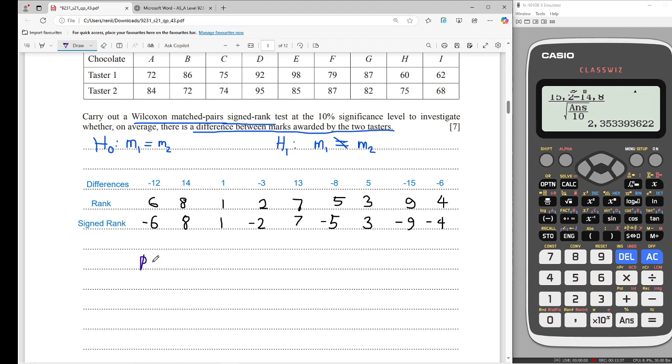Okay, now moving on, we need to calculate something called P and Q. P is equal to the sum of all positive ranks, which is 8 plus 1 plus 7 plus 3. 8 plus 1 plus 7 plus 3 equals 19.